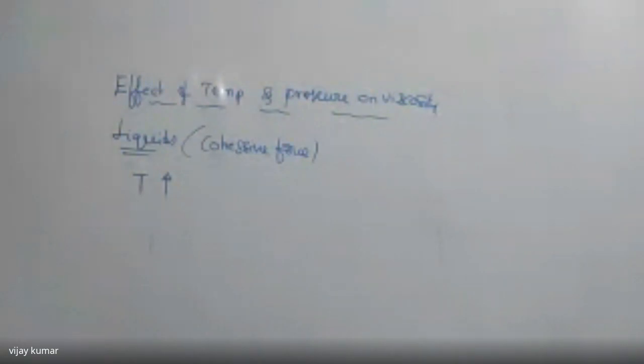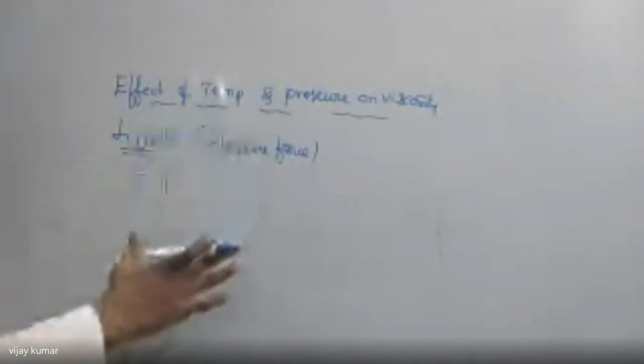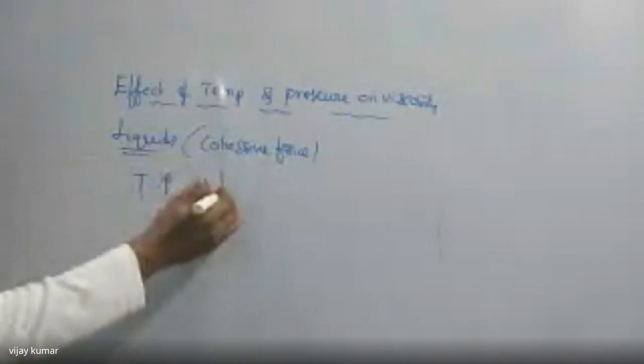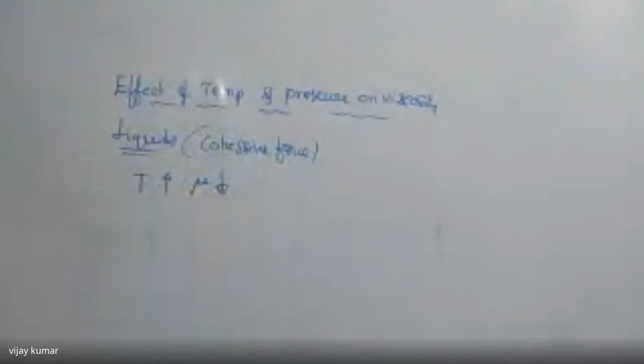So which type of fluids are we going to use here? We use fluids whose viscosity must reduce by increasing temperature. Such types of fluids we are going to use in practical cases. That means fluids whose viscosity reduces by increasing temperature. In some cases, viscosity also increases, but such types of fluids are not used.